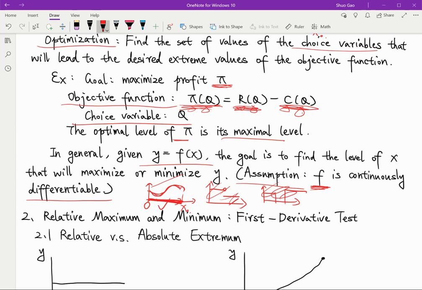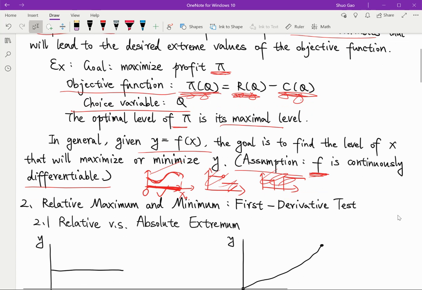And it's differentiable everywhere. Right? So if you take the differentials of y given any x in the domain, there is a value of dy. It can be differentiated anywhere in the domain. Okay, so this is our assumption here.